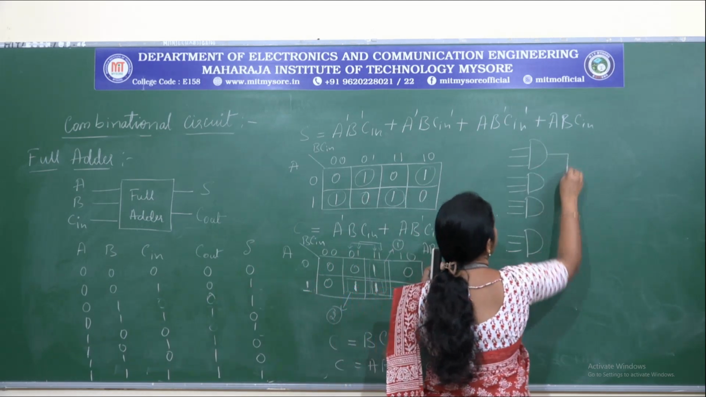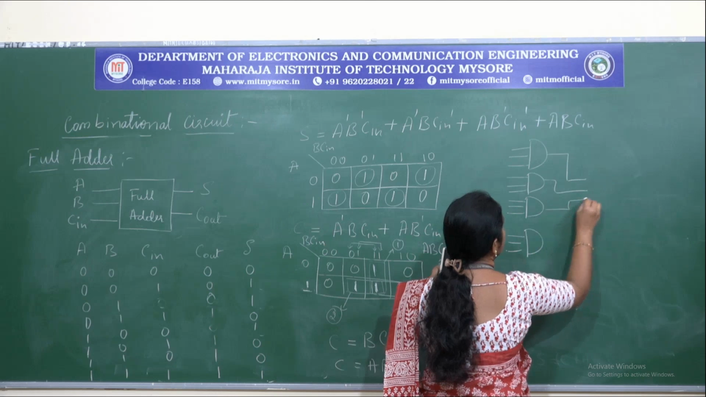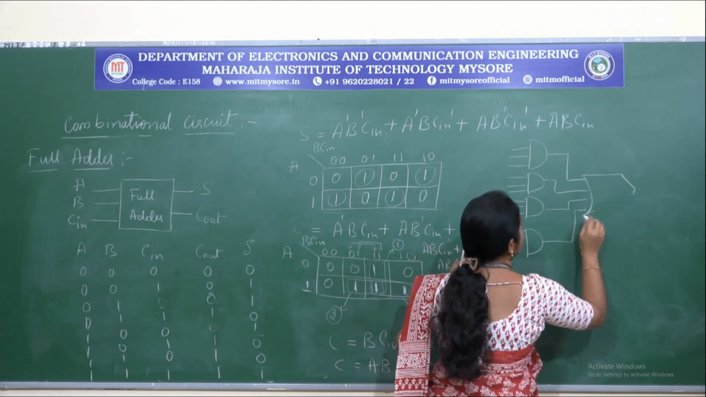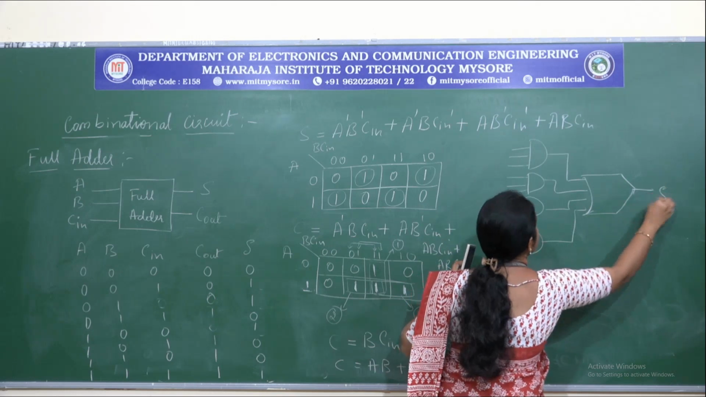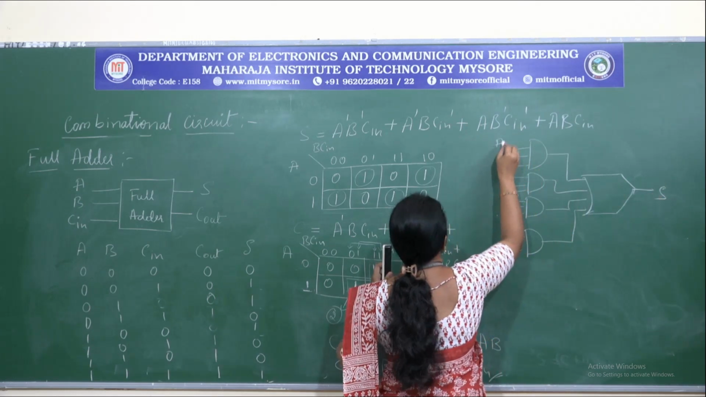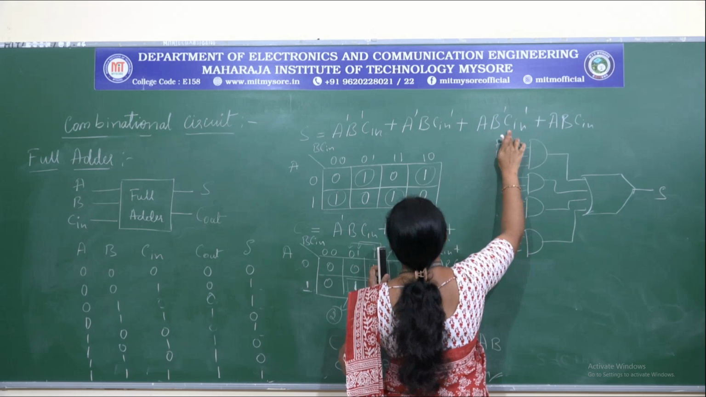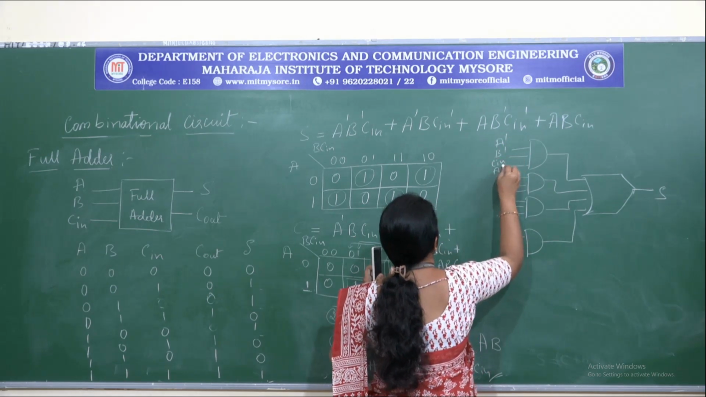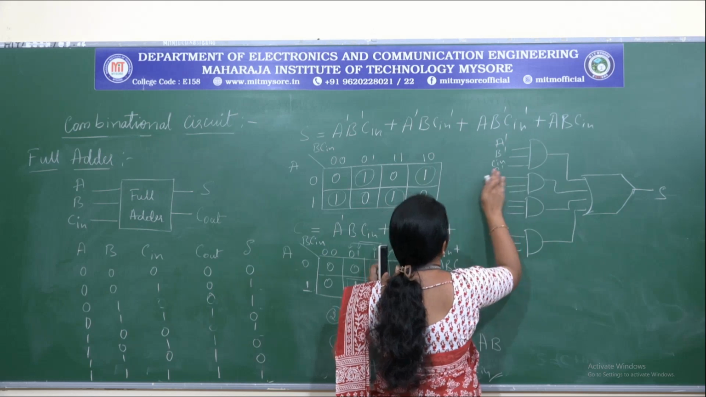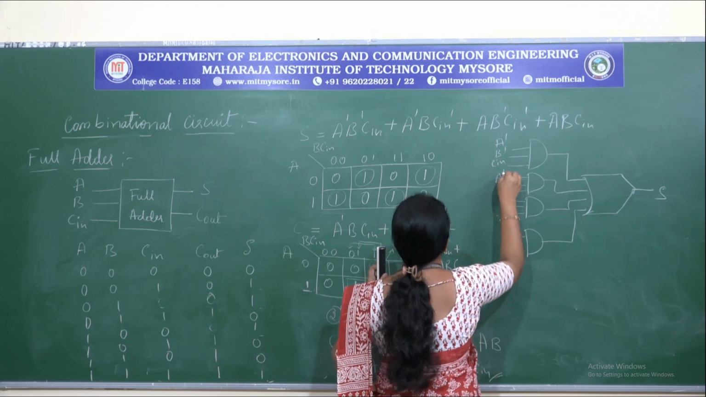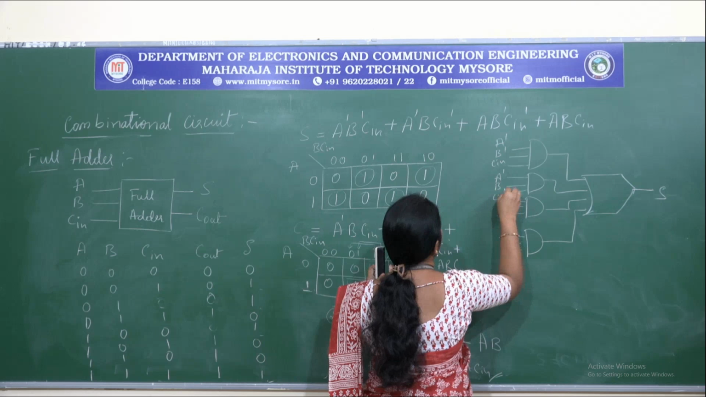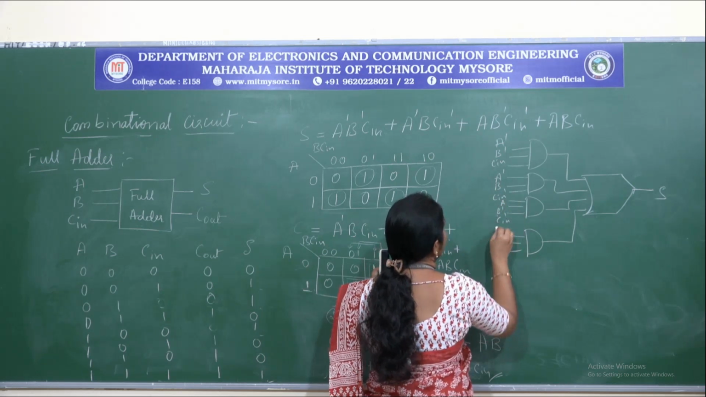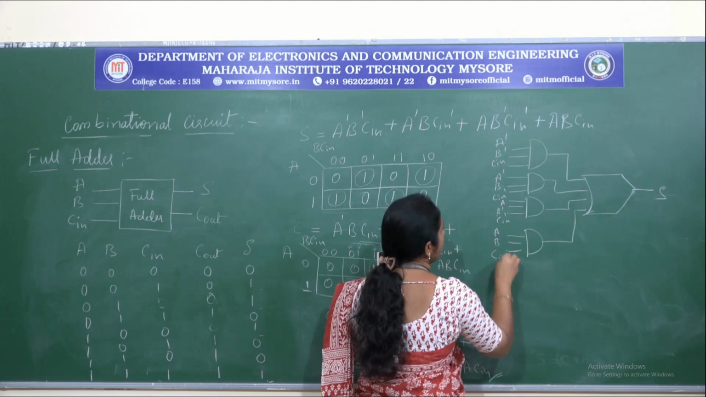Three input AND gates and 1. This is sum. So you need to write A dash B dash C in, A dash B C in dash, A B dash C in dash, A B C in.